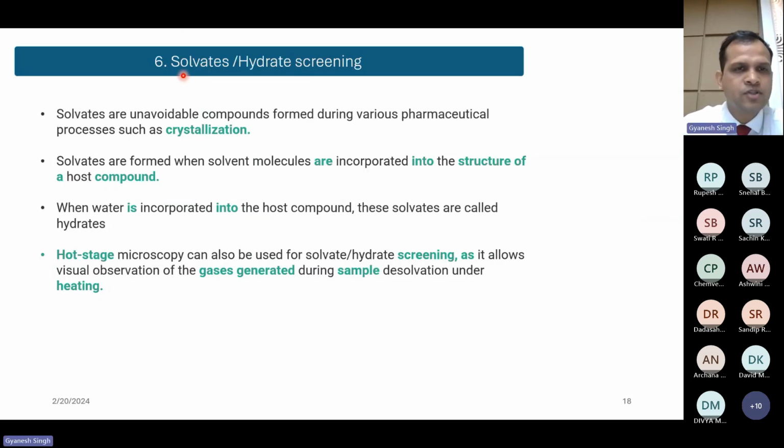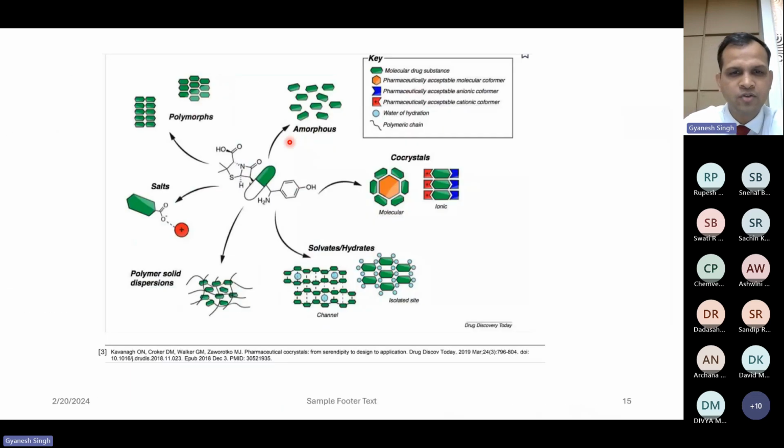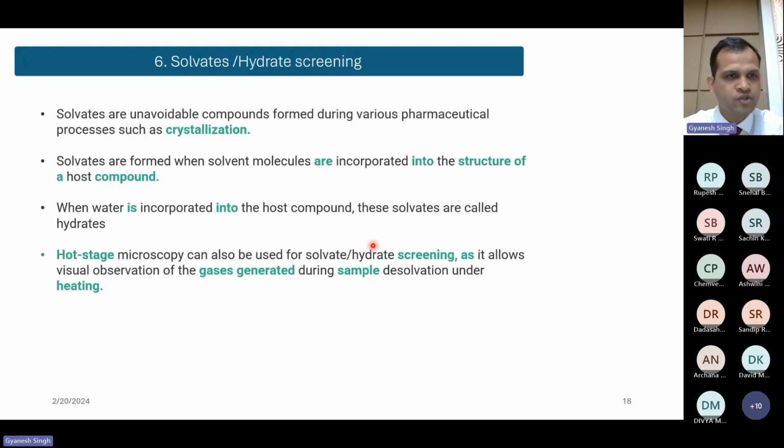Then the sixth point is solvates and hydrate screening. In the earlier slide, you must have understood about solvates. When you have a molecular drug substance combined, maybe in any process of manufacturing, with water, they create their own channel, and then they create an isolated site. This is very common while we are formulating, where we are processing.